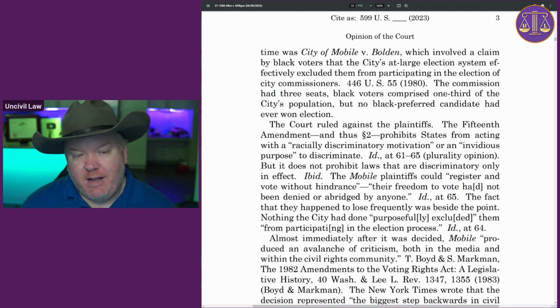The commission had 3 seats. Black voters comprised a third of them, but no black candidate had ever won the election.